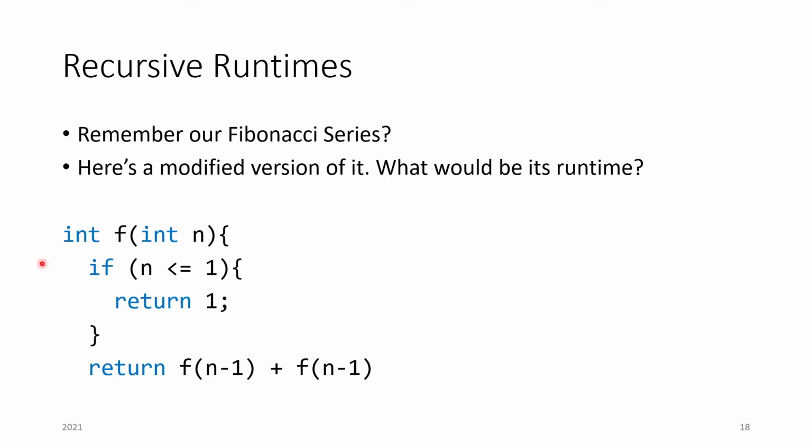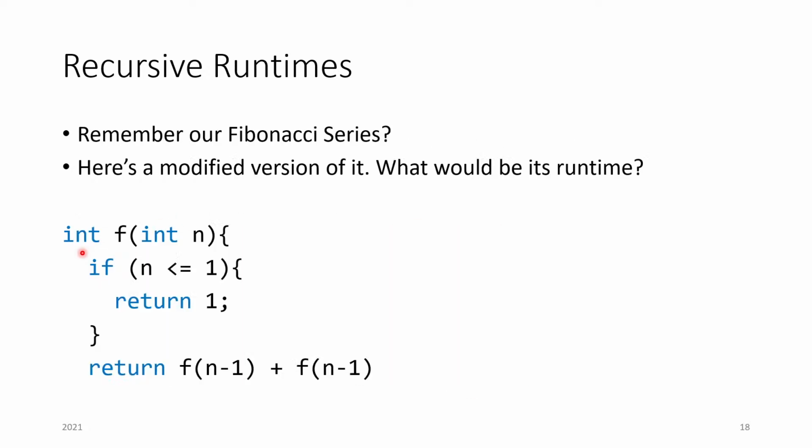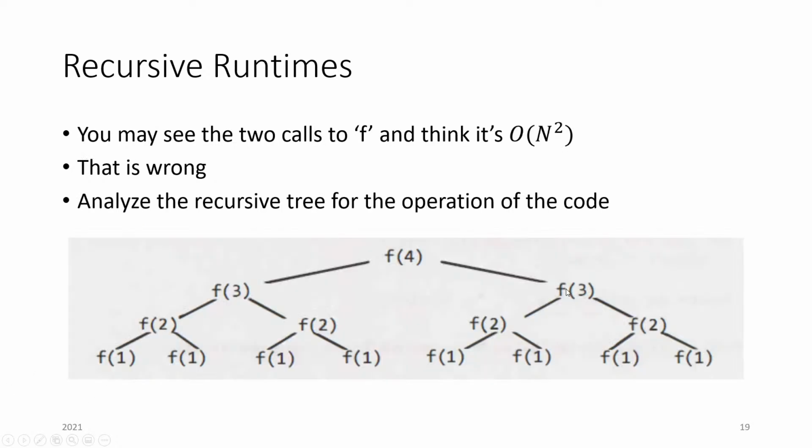So let's go back to our Fibonacci code that we saw in earlier lectures, and let's see what the runtime of this is going to be. We're going to go back to our recursive tree here, and you saw two function calls, f of n minus 1 plus f of n minus 1. Actually, this is going to be f of n minus 2. Correct this on the slides, because that code there is wrong. Correct that accordingly.